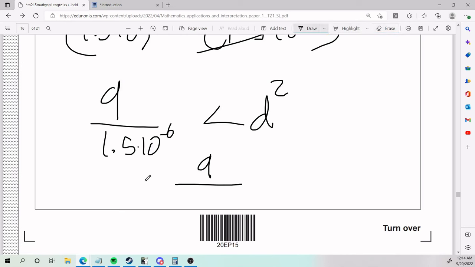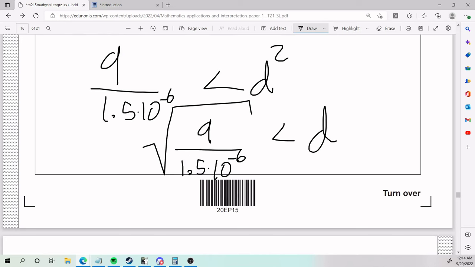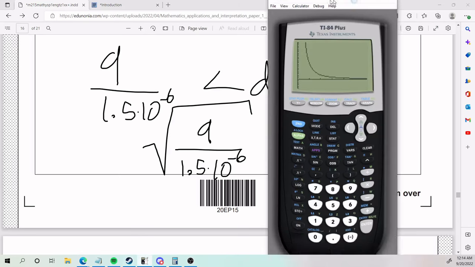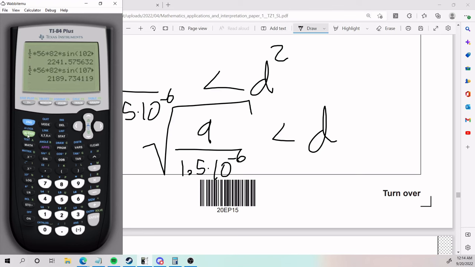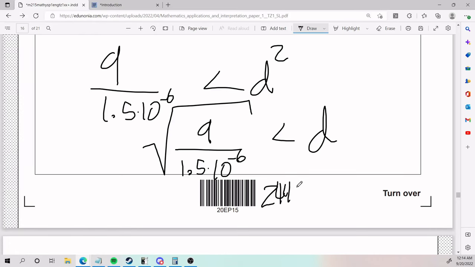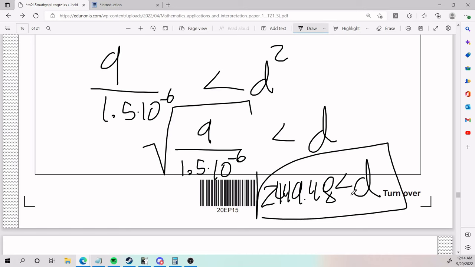That is one nasty square root. Sorry, it's been a long video. The square root of 9 divided by 1.5 times 10 to the power of negative 6 is less than D. See? So whatever this gives me is my answer. See? So, calculator. We do square roots of a fraction. 9 divided by 1.5 times 10 to the power of negative 6. Okay, it gives me this. See? So 2449.48 less than D. Less than or equal to D. See?